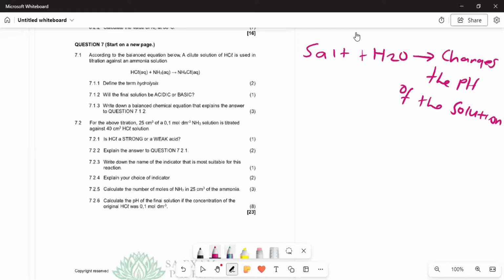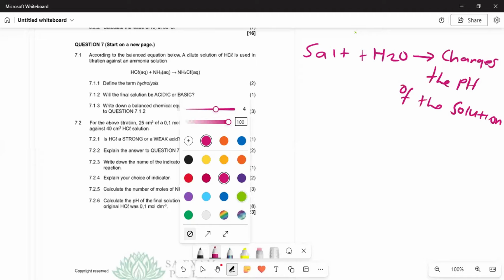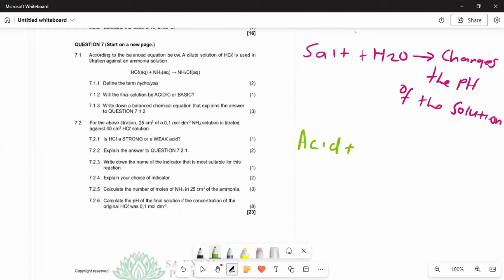First, let me explain. With regards to hydrolysis, the kind of reactions that you would get is an acid reacted with a base. We know that whenever we react an acid with a base, we always get salt and water as products. Hydrolysis is the reaction of this salt with water, and as a result, that reaction will change the pH of the solution.